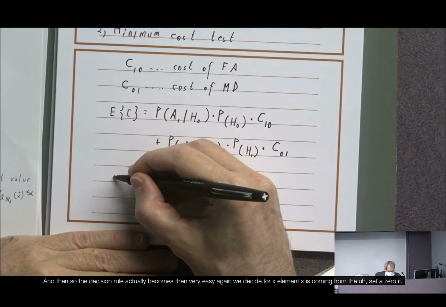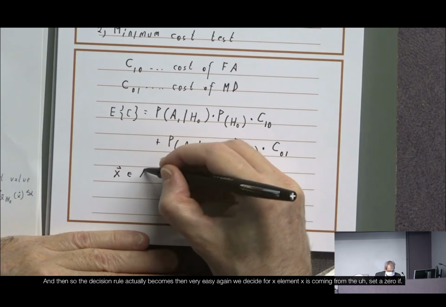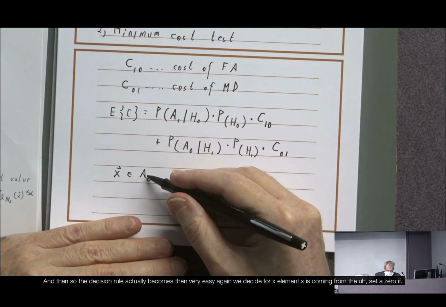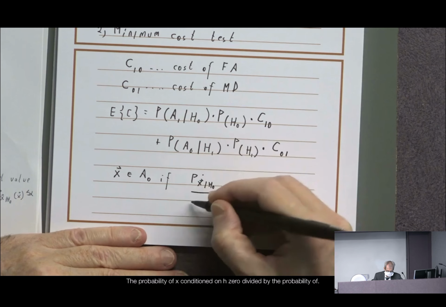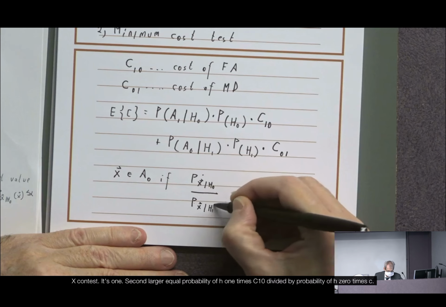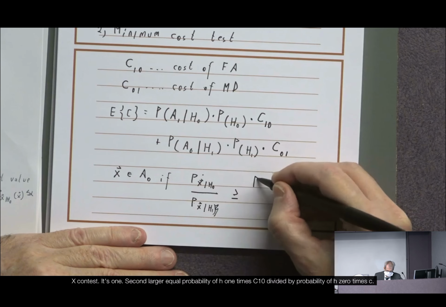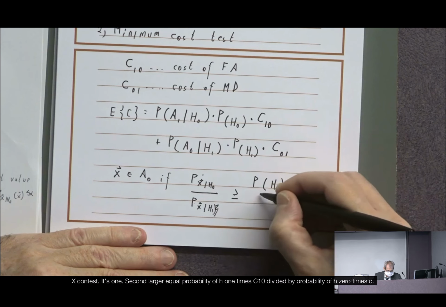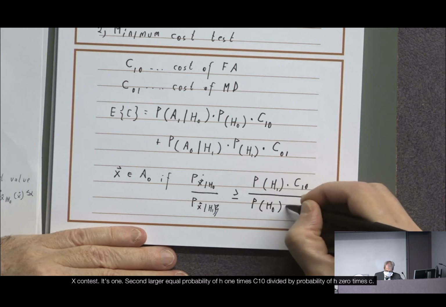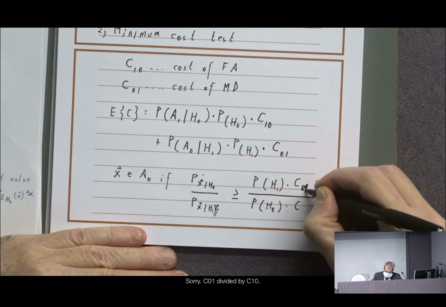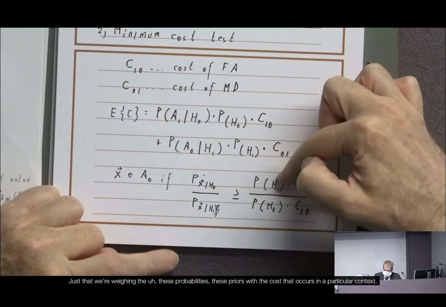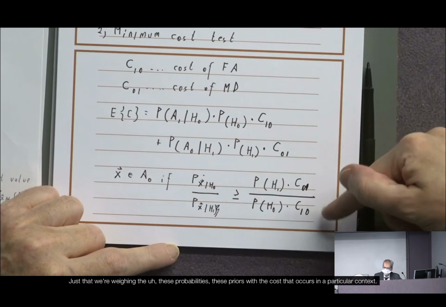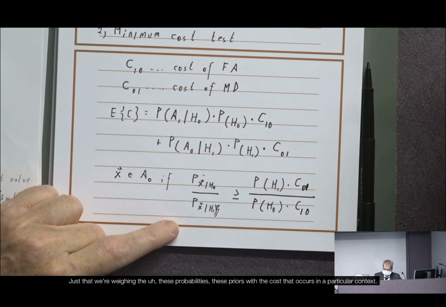And then the decision rule becomes very easy again. We decide X is coming from the set A0 if the probability of X conditioned on H0 divided by the probability of X conditioned on H1 is larger or equal to the probability of H1 times C10 divided by the probability of H0 times C01. And so it's basically the same equation, just that we're weighing these priors with the cost that occurs in a particular context.